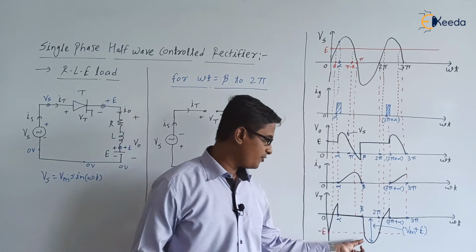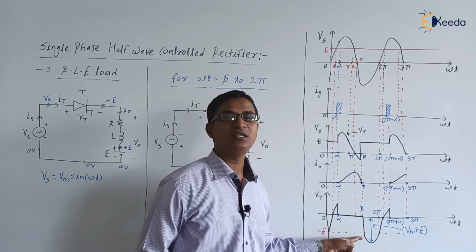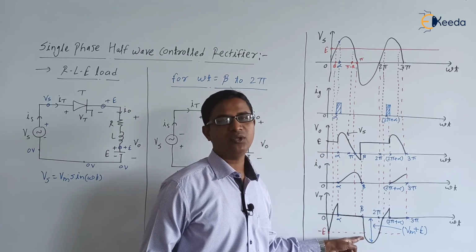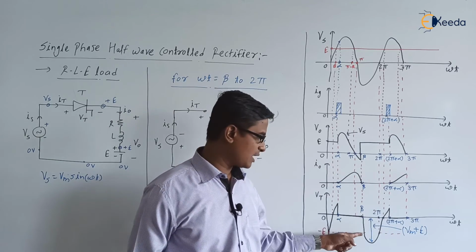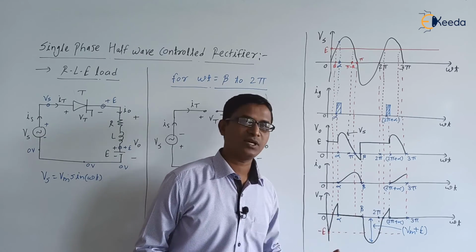If you check, after beta the voltage across the thyristor has suddenly increased from 0 volt to a very high value. This high value is E plus Vm into sin beta. Is this clear? After that it has a shape like this. Are you getting the point?